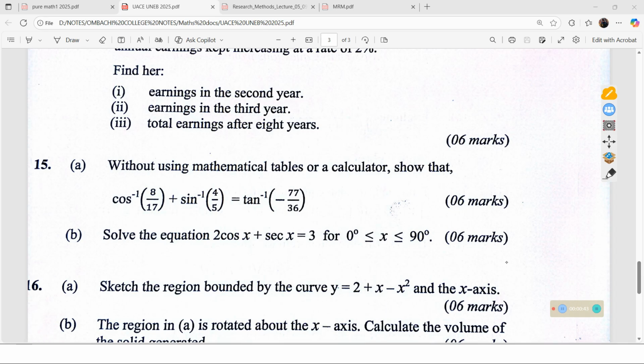So let us look at question 15. Question 15 has two parts, A and B. We shall start with part A, which says: without using mathematical tables or a calculator, show that cos inverse of 8 over 17 plus sine inverse of 4 over 5 is equal to tan inverse of this. So we shall look at the solution.